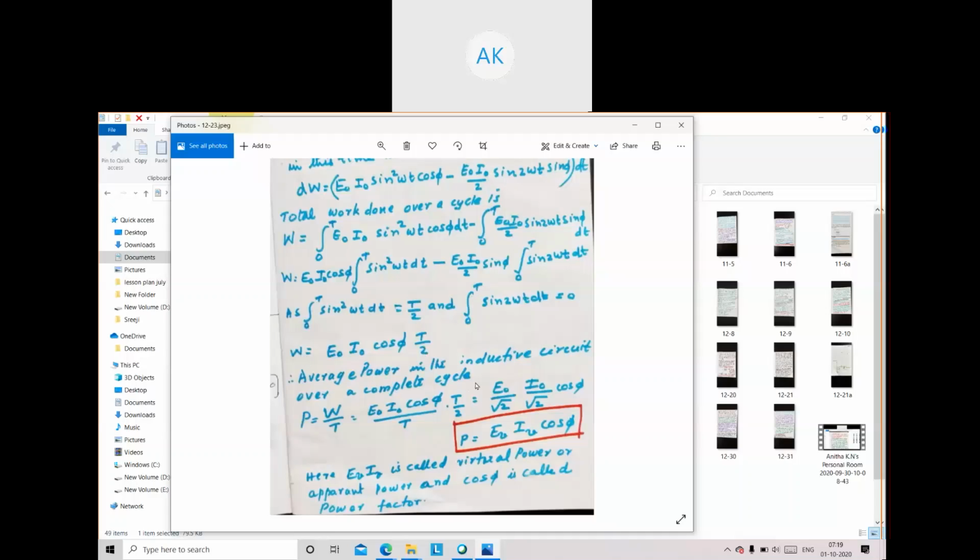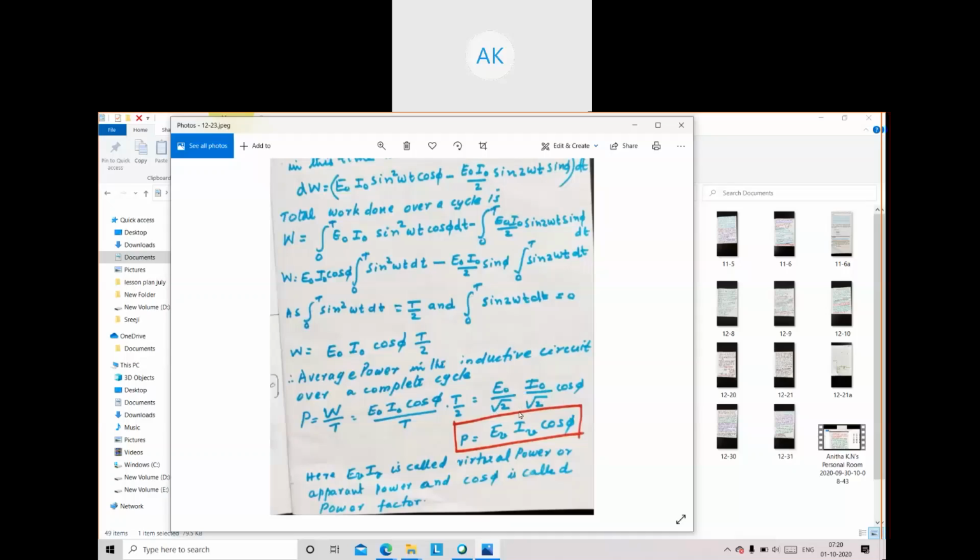Therefore, average power in the inductive circuit over one complete cycle. Power എന്ന് പറഞ്ഞാൽ വർക്ക് ബൈ ടൈം ആണ്. അപ്പോൾ ബൈ ടൈം ചെയ്യണം, ലെഫ്റ്റ് സൈഡിൽ ബൈ ടൈം ചെയ്യുക, റൈറ്റ് സൈഡിൽ ബൈ ടൈം ചെയ്യുക. അപ്പോൾ T ക്യാൻസൽസ്. ഈ 0 ബൈ 2 വരും. ഈ 0 cos phi by 2 വരും. അപ്പോൾ 2 is written root 2 into root 2. So, E 0 by root 2, I 0 by root 2 into cos phi.